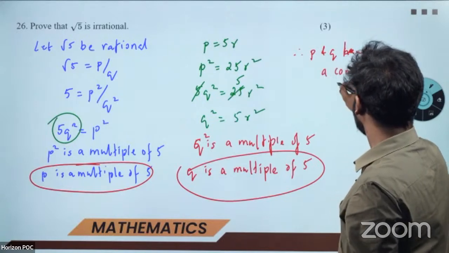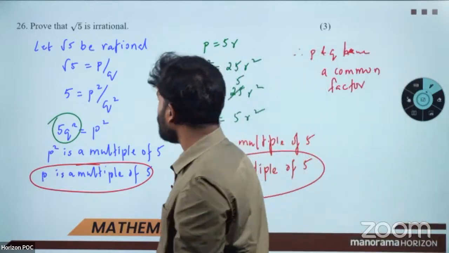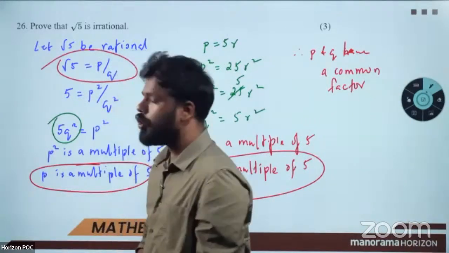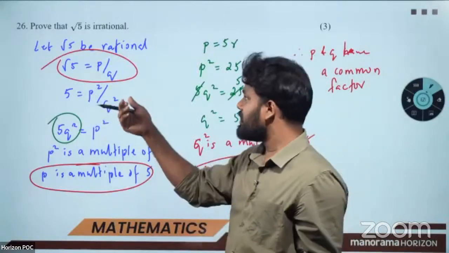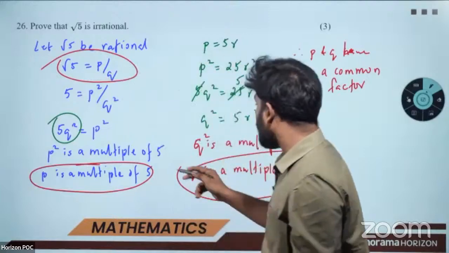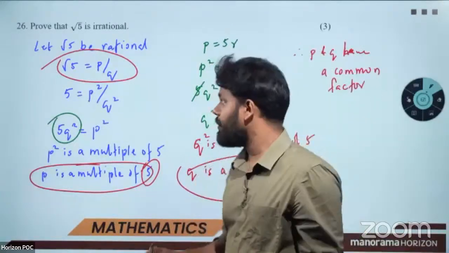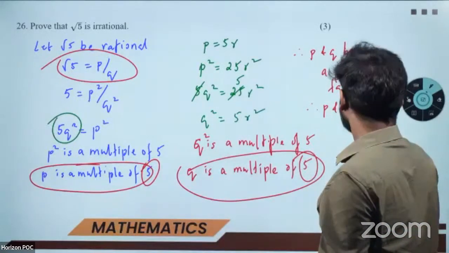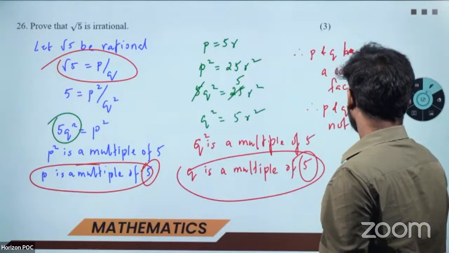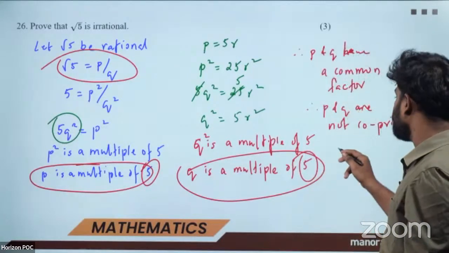And what is the common factor? It is 5. So if P and Q have a common factor, they are not coprime. When you write root 5 is equal to P by Q, they should be coprime numbers. But in this case, P and Q have a common factor, which is 5. Therefore, you have to write P and Q are not coprime. So if they are not coprime, what can you say?